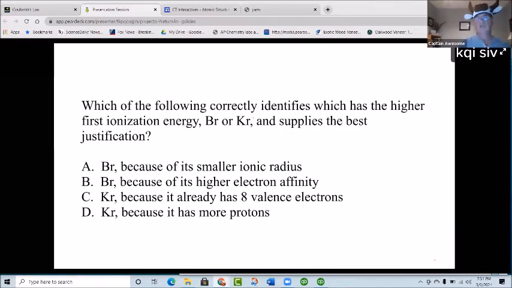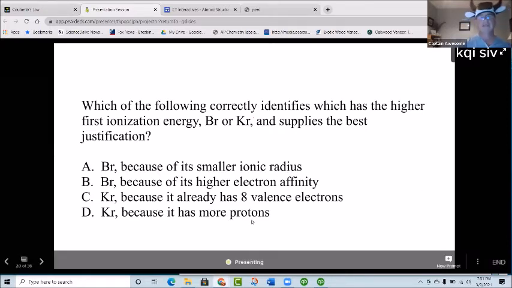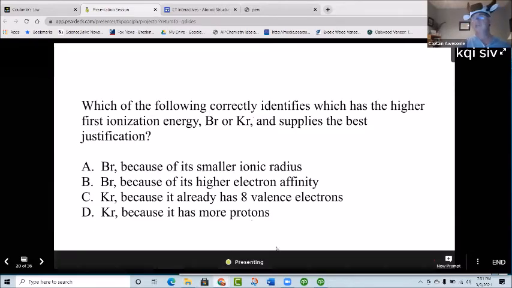A lot of people say, oh, it'd be krypton because its valence shell is full, or because it's a noble gas, or because it doesn't need any additional electrons. All of those are true statements. It does have an octet. It does have 8 valence electrons, but that has nothing to do with ionization energy. They just happen to coincide. So the key here is, do you understand why it is? The correct answer here would be D, krypton, because it has more protons.